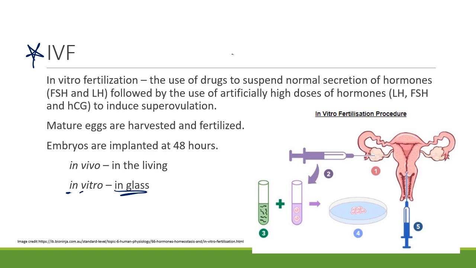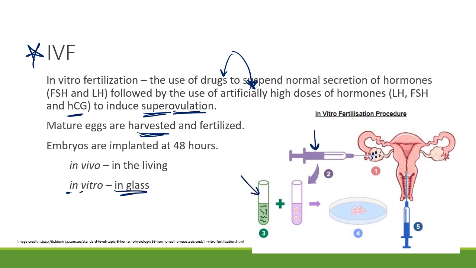So first, big drugs to suspend normal secretion of those hormones, FSH and LH, followed by huge doses of LH and FSH, and then also this guy, human chorionic gonadotropin. That is going to induce super ovulation. Lots and lots of eggs. Those eggs, so many eggs in the ovaries being produced, are actually pulled out of the ovaries. We're going to pull the eggs out of the ovaries. We're going to fertilize them outside the body.